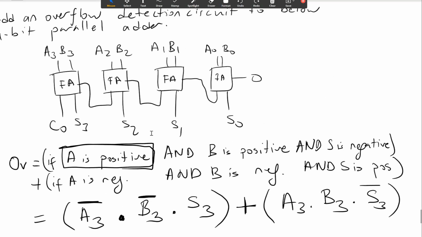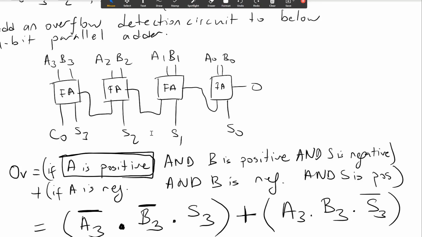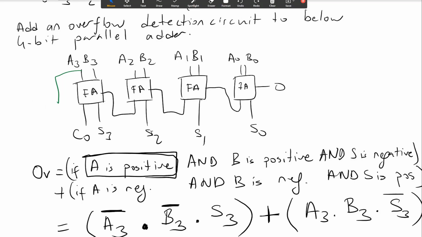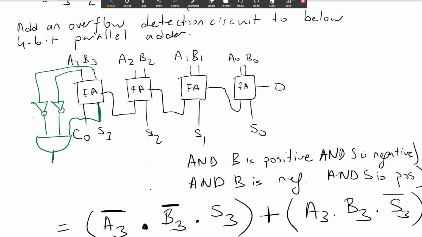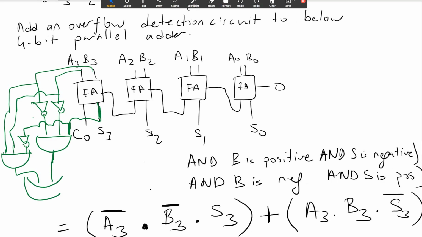So what I need to do is add some gates here. Basically, A3 is 0 is the NOT of this, B3 is 0, and S3 is 1. Let's take this as well. Now I will be deleting this portion. Or I will be getting A, B, and NOT of S3. And then I will be ORing these two. And this is my overflow function.